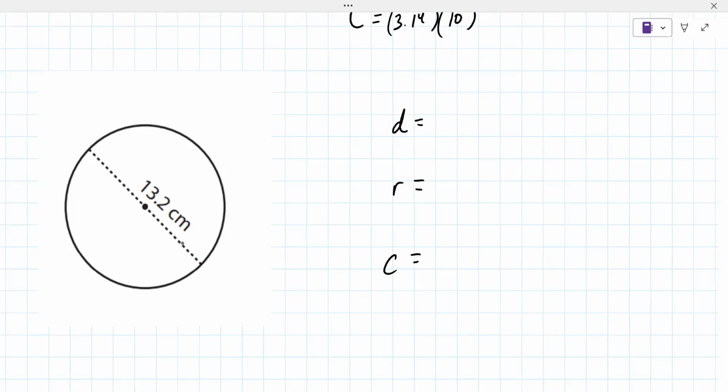I got the diameter at 6.6, the radius is 13.2, and the circumference is 20.724 centimeters. Which number did you use for the circumference? Diameter. So you did 3.14 times 13.2. Oh wait, I think I had the radius plugged in instead of the diameter. Yes, that's the easy thing to do.